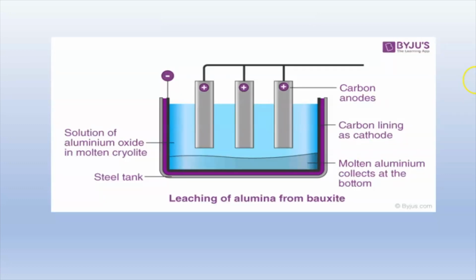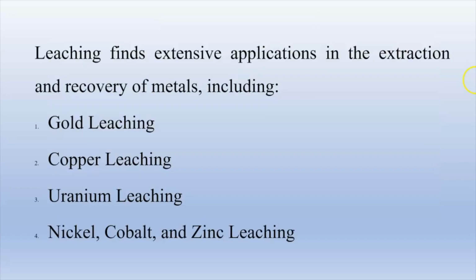This figure represents how alumina is extracted from the ore bauxite. That is, mainly the metal aluminum is extracted from its ore by the leaching method. The main applications of leaching involve gold leaching, copper leaching, uranium leaching, and nickel, cobalt, and zinc leaching. For gold leaching and copper leaching, both heap leaching and tank leaching are used. For uranium leaching, in situ leaching is used.